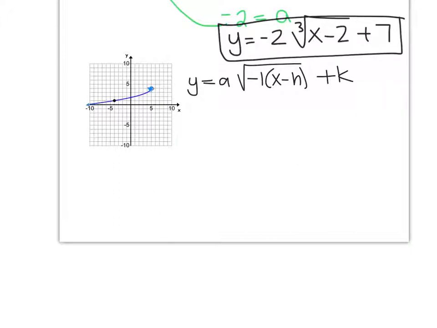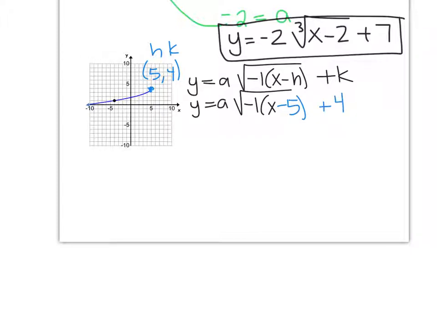All right, right here on the end, that's my starting point. That's my h, k. That is 5, 4 this time. So I can plug that in. So -5, and then beyond the square root, I have +4. Okay, so now I need a point, and that's this point highlighted over here, -4, 1. That's going to be my x and my y.